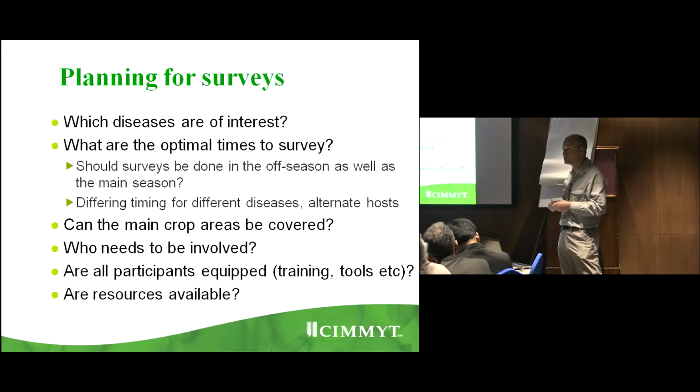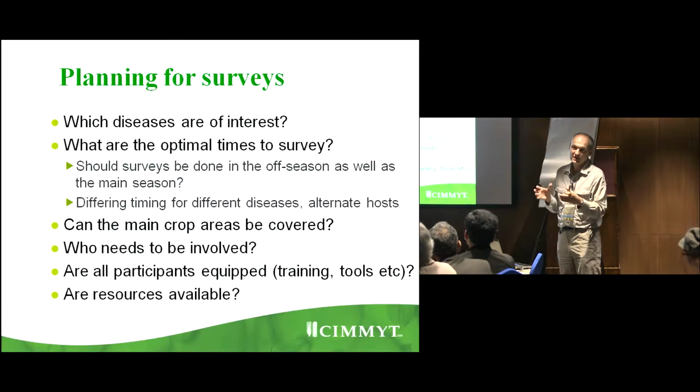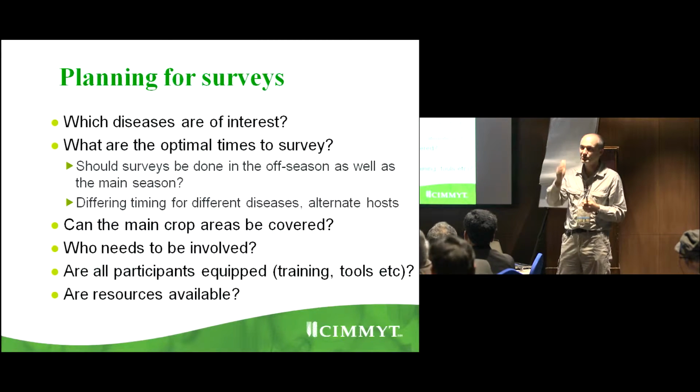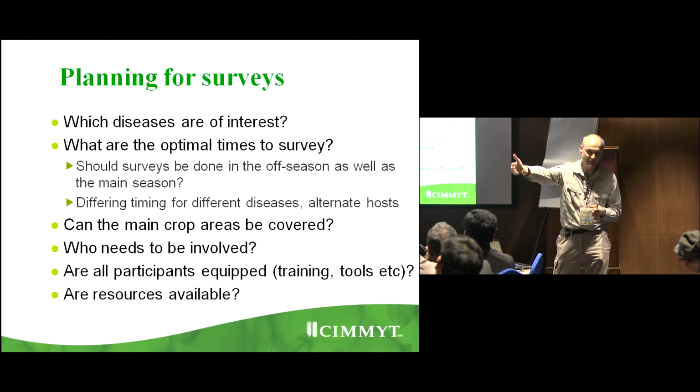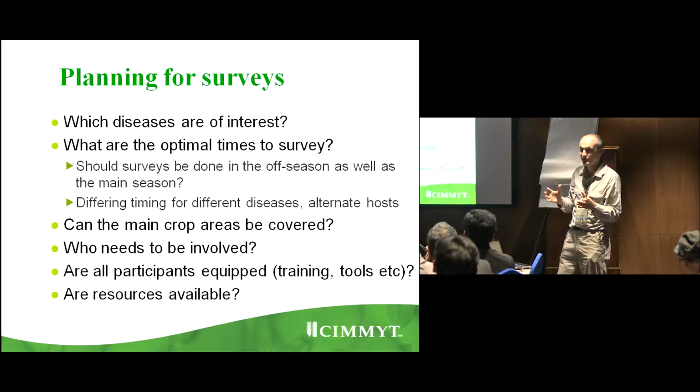So if you have the opportunity to do off-season surveys, it might not be on the crop. Seeing rust on grass species out of the season could be the critical samples that give you an indication you've got something that could be important for the main crop season. So don't ignore doing surveys outside of your main season.